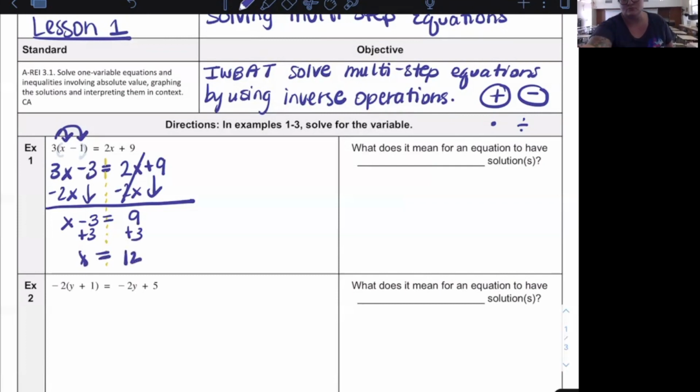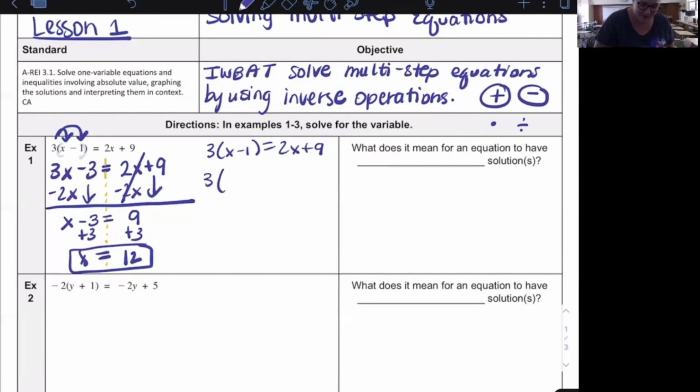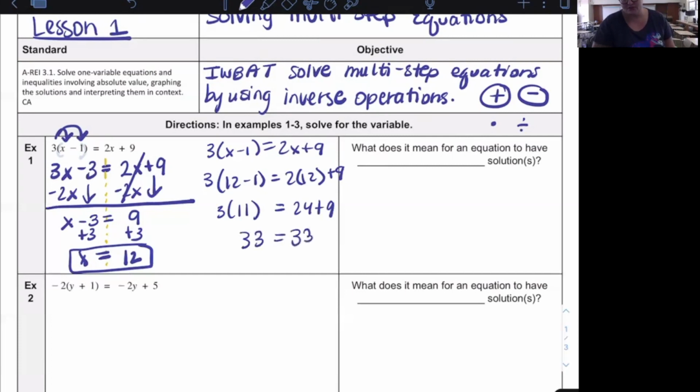All right, and then we can double check to make sure that we're right by just plugging it in. So 3 times (x minus 1) is equal to 2x plus 9. I'm going to replace the x with a 12. So 12 minus 1 is 11. 2 times 12 is 24. 3 times 11 is 33. 24 plus 9 is 33. Is 33 equal to 33? Yes, so we're good to go.